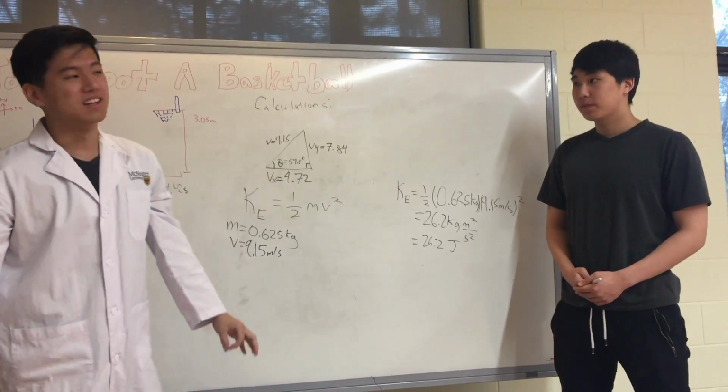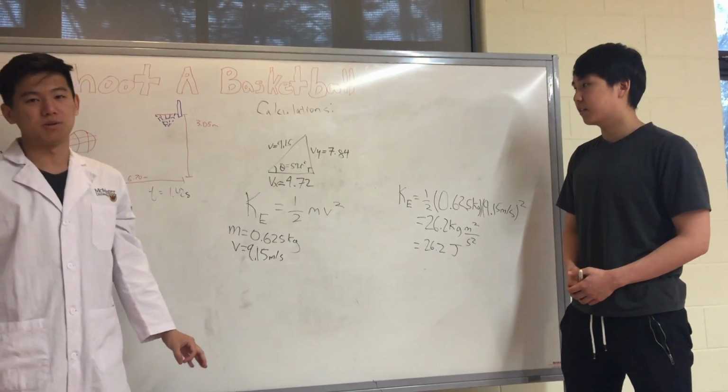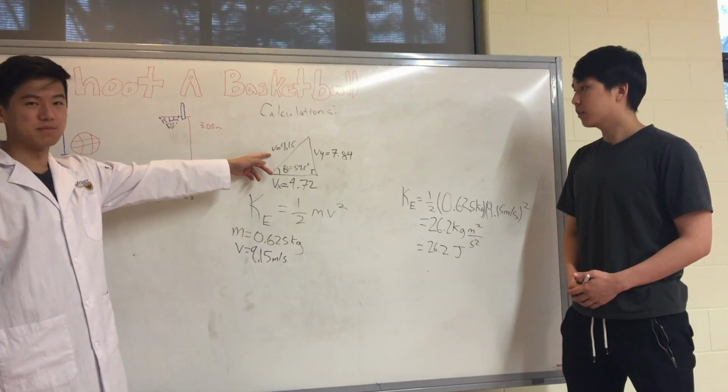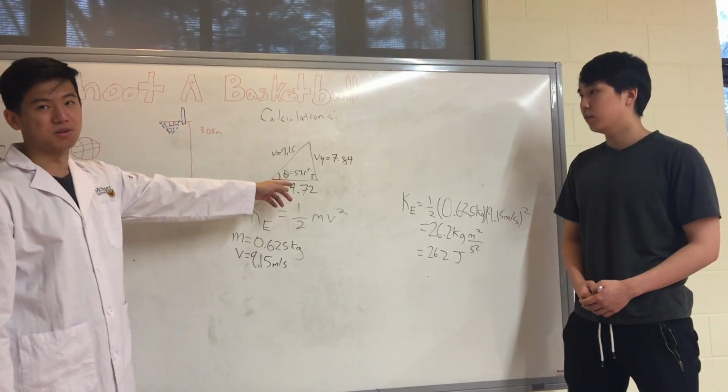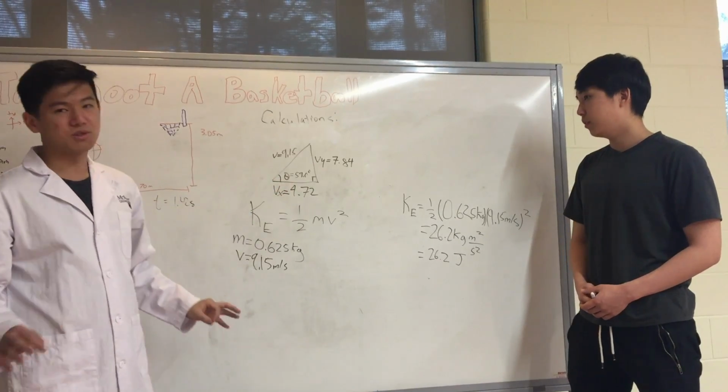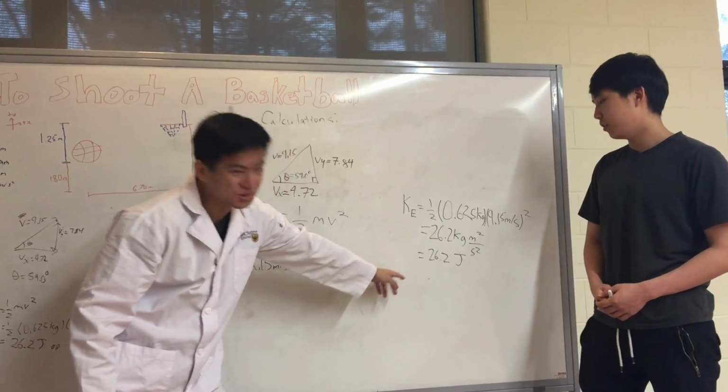In conclusion, this means that the initial velocity the ball was thrown at was 9.15 meters per second at a degree of 59 above the horizontal. Now, this was created using 26.2 joules of energy.